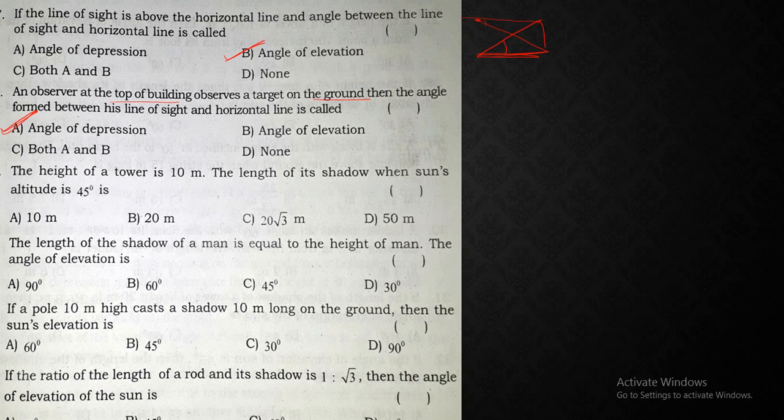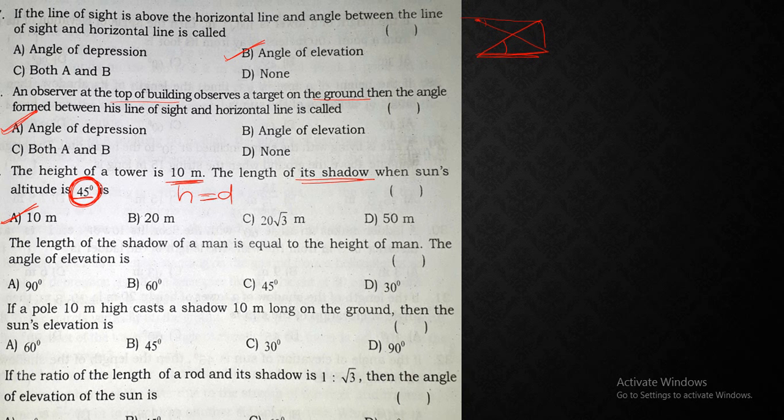Next, the height of the tower is 10 meters, what is the length of the shadow when the altitude is 45 degrees? This is a special case. When theta is equal to 45, then height is equal to distance. What is the height given? Height is 10, so automatically its shadow is also 10 meters.